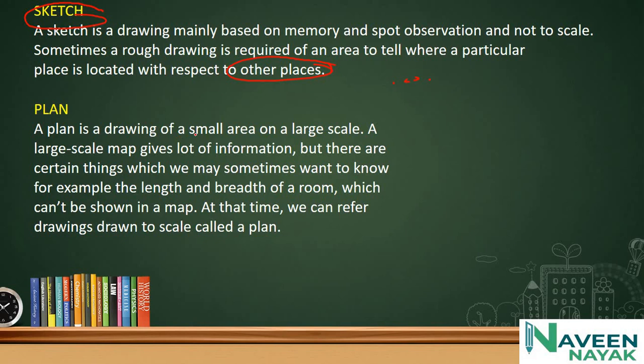Plan. A plan is a drawing of a small area on a large scale. A large scale map gives a lot of information, but there are certain things which we may sometimes want to know, for example the length and breadth of a room, which can't be shown in a map. At that time, we can refer to a drawing drawn to scale called a plan. Remember the difference between a sketch and a plan.